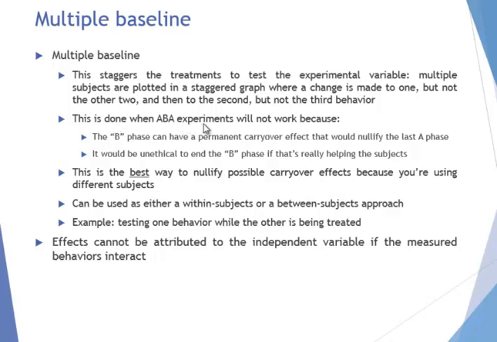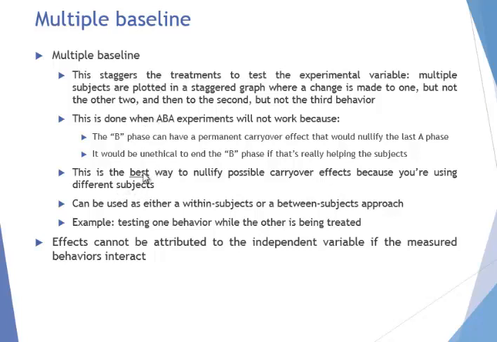So this is done when ABA experiments will not work, either because the B phase can have a carryover. I discussed before that it would be unethical to end the B phase if it's really helping the subject, but the other possibility is maybe the B phase can have a carryover. Maybe, for example, the child on Ritalin, when the child is behaving well, in the B phase, maybe the child realizes that it's worth it to try to behave well and to make an extra effort, and so therefore going back to the A phase later on might not work because there might be a carryover effect that has nothing to do with the Ritalin itself.